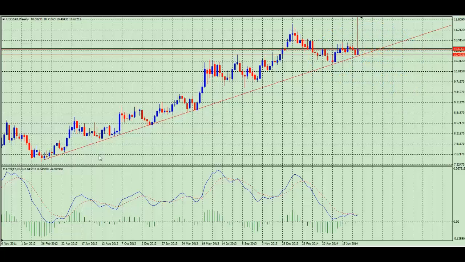So we're just going to quickly do a quick analysis of the US dollar against the South African rand, and then we'll call it quits for the day, and we'll catch you tomorrow.